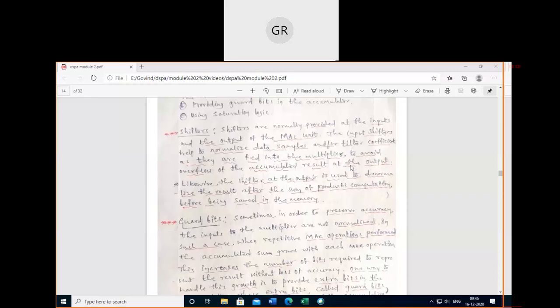For example, if we divide the input value by 2 at the input side, at the output side we can multiply by 2. That is, normalize means divide by 2, and denormalize means multiply by 2. Likewise, the shifters at the output are used to denormalize the result after the sum of products computation, before being saved in the memory.